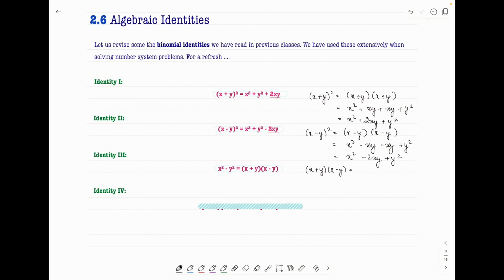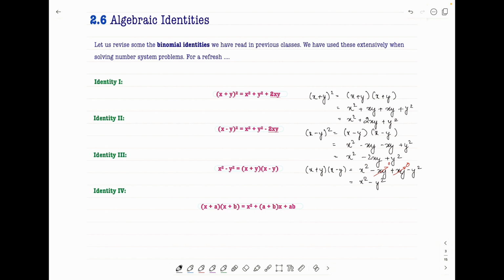x into x is x square. x into minus y is minus xy. y into x is plus xy. y into minus y is minus y square. The minus xy and plus xy get cancelled. It becomes 0. So we are left with only x square minus y square. This is the identity. x square minus y square is (x plus y) into (x minus y). Okay. Then the fourth identity we have read is this one.